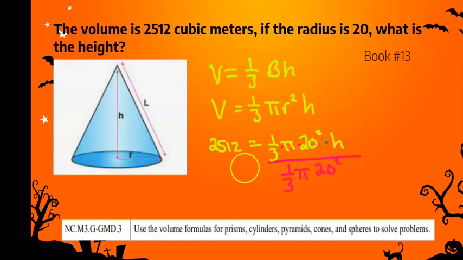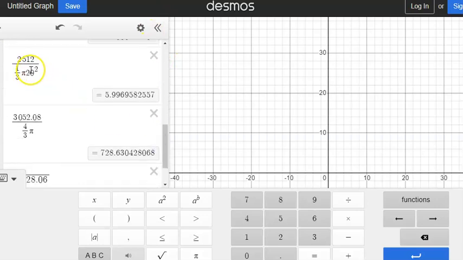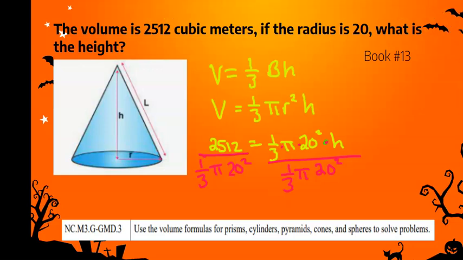We always do the opposite to get rid of things. What I do to one side, I got to do to the other. So I'm going to divide 2512 by 1/3 times pi times 20 squared. Oh, I already have it on this line right here, 5.99. Of course, remember, when you're dealing with pi, pi is never going to really work out perfectly. My height is 6. Said 5.99 must be a height of 6.